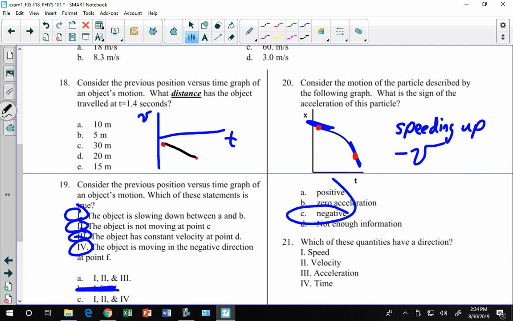You need to be able to go back and forth between v versus t and x versus t graphs. Look at one and be able to draw the other, or vice versa. And we're going to do it in class some more on Monday or Wednesday.